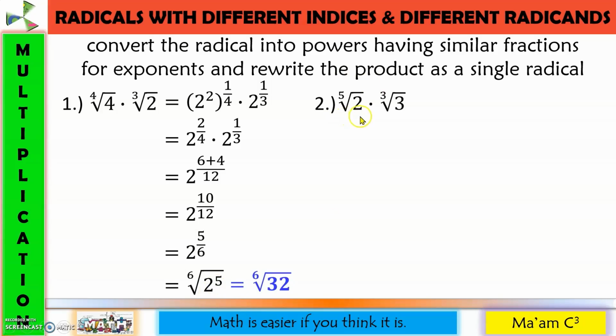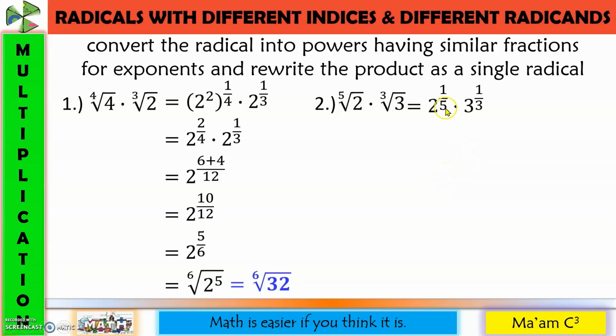Another one, this is 2 raised to 1/5 times 3 raised to 1/3. Now this is different because my bases are not the same. Unlike here, the bases are the same. I can copy the base and then add the exponents. In here, I cannot do that. So the objective is to have fractional exponents that are similar fractions, meaning the denominators are the same, because that denominator will become my index later.